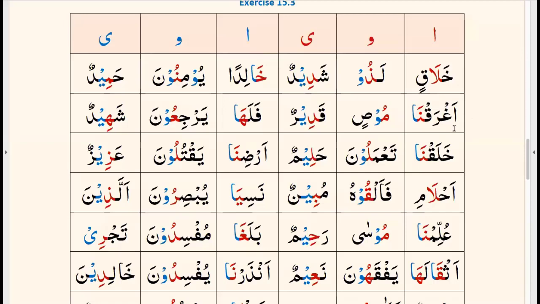After the noon. Well done. Can you pronounce the noon for me then? Na. That's it. Do you want to have a go at pronouncing the whole word? Sure. أغرقنا. Well done. أغرقنا. Well done. Very nicely recited. Jazakumullah G1723. Allah Hafiz.